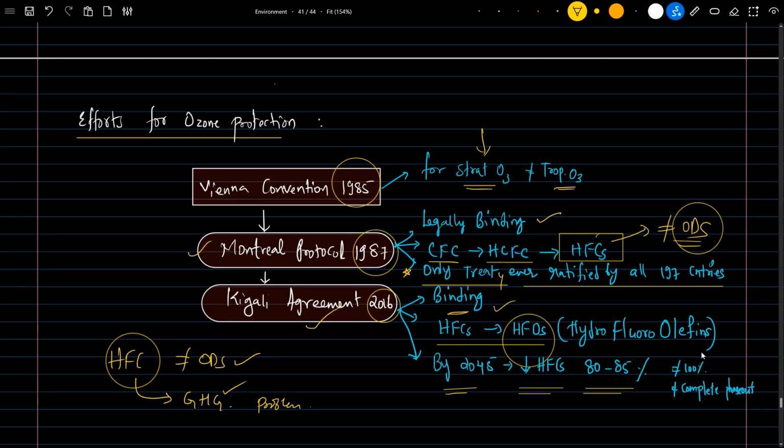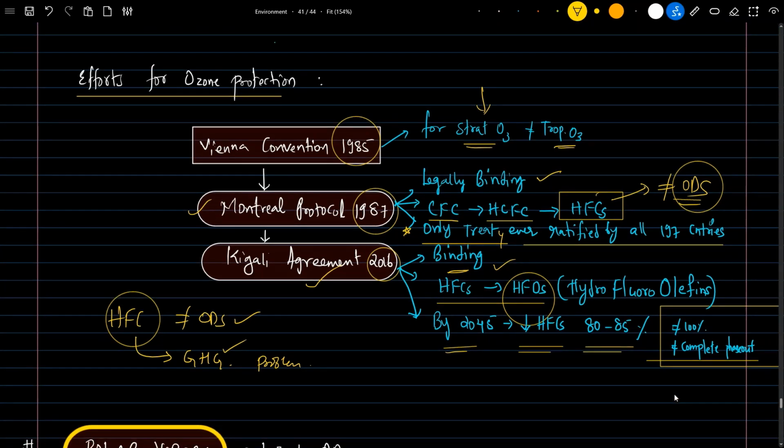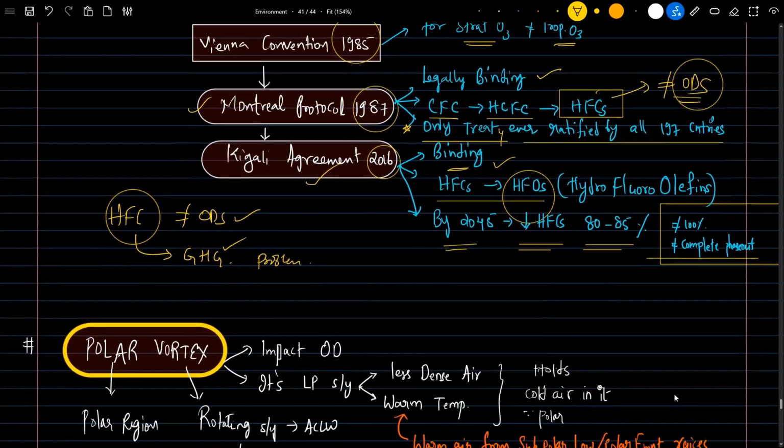Here understand, there is no extreme wish. It did not say a complete phase out of HFCs. It says that by 2024, 80 to 85 percent of the HFC should be replaced with HFOs. So it is basically a rational agreement. You can say the Kigali Agreement is a rational, practical agreement.